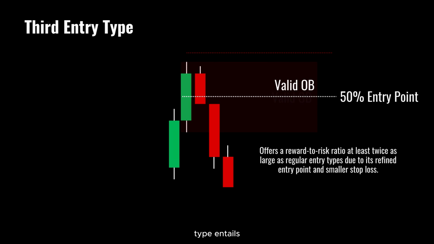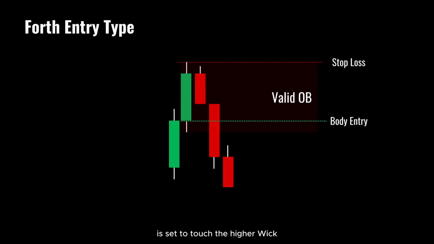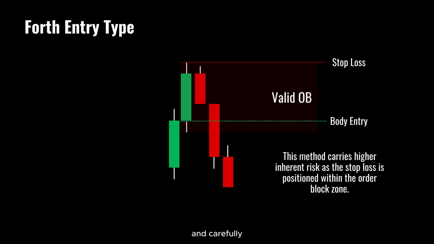The fourth entry type entails placing the entry based on the candle body within the order block zone. For sell positions, the stop loss is set to touch the higher wick of the order block. This method carries higher inherent risk as the stop loss is positioned within the order block zone. It's crucial to acknowledge this increased risk and carefully evaluate its compatibility with your trading strategy.